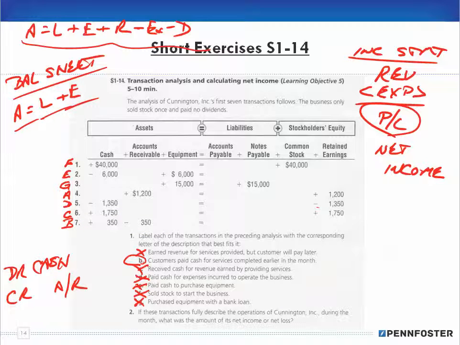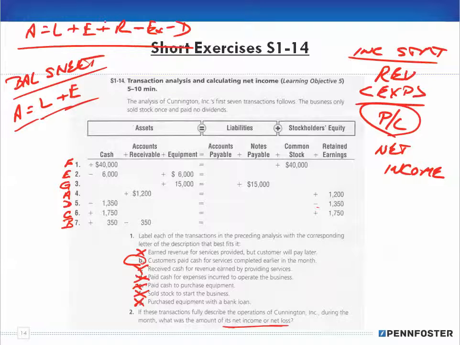Now, number 2. It says, if these transactions fully describe the operations of the business during the month, what was the amount of the net income or loss? Okay, so what's the amount of the net income or loss? Well, this is relatively easy. But then again, I'm using the storehouse of knowledge that I have before.